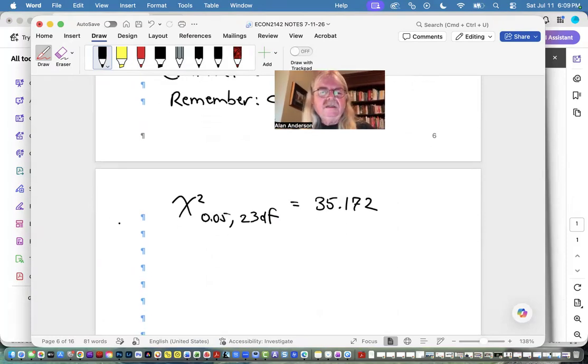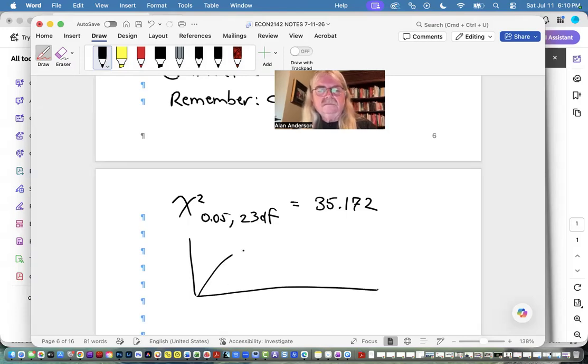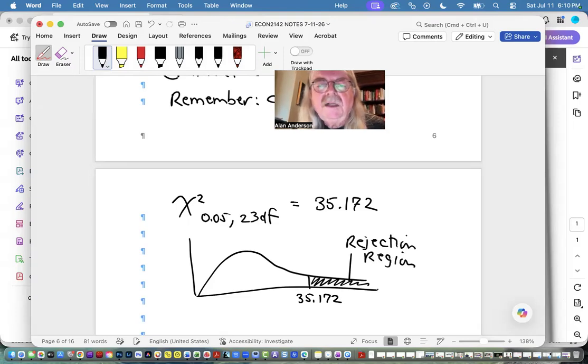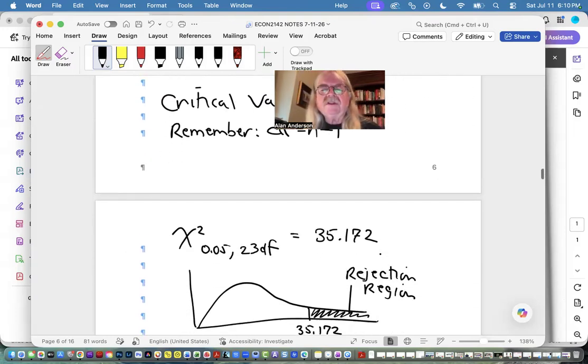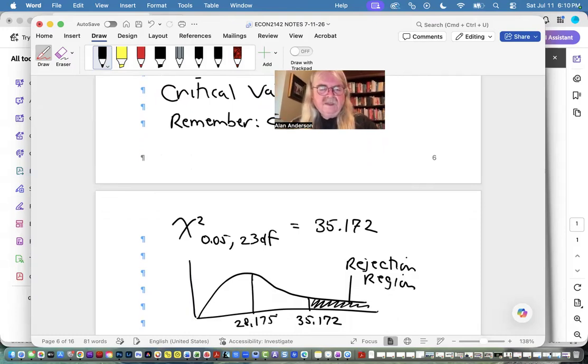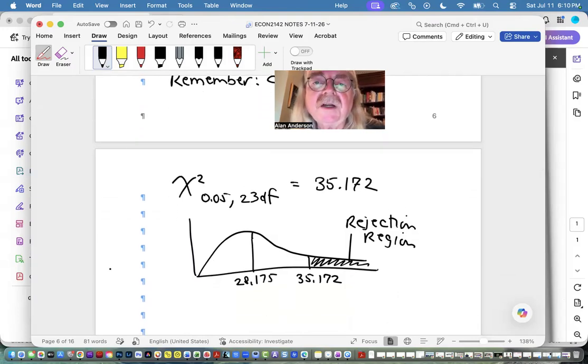Okay, and so this is our rejection region because it's a right-tailed test. But the test statistic was only 28.175. And we know what that means. That means we do not reject the null.